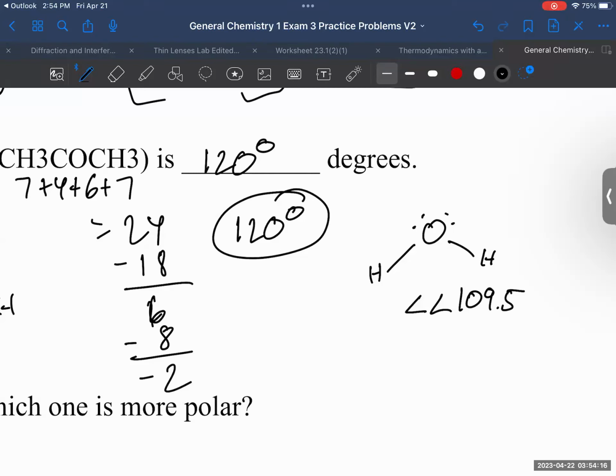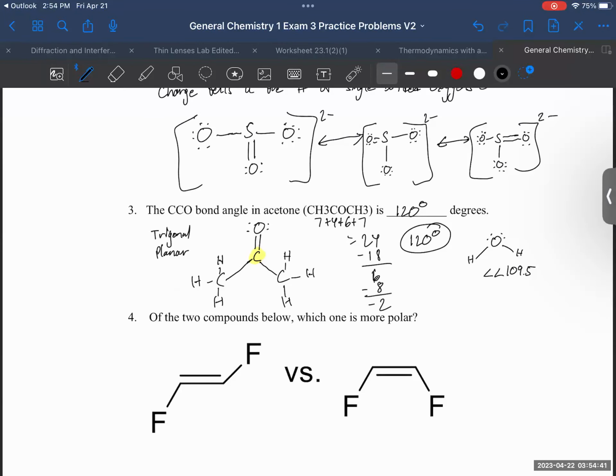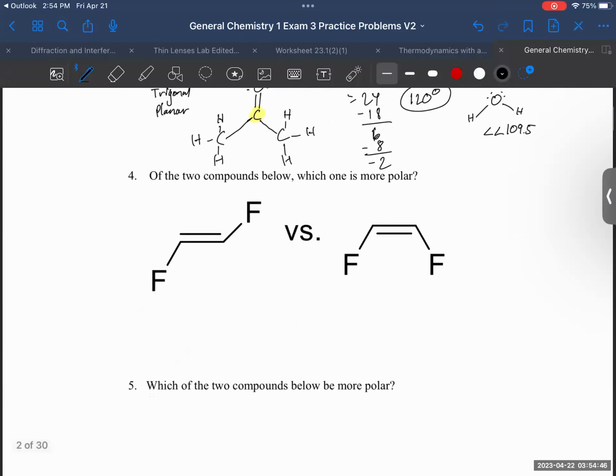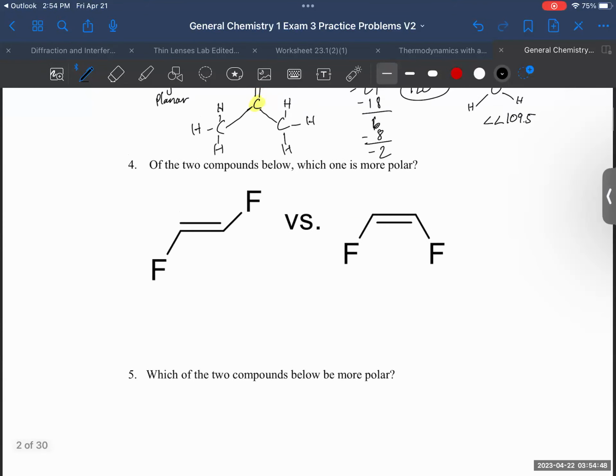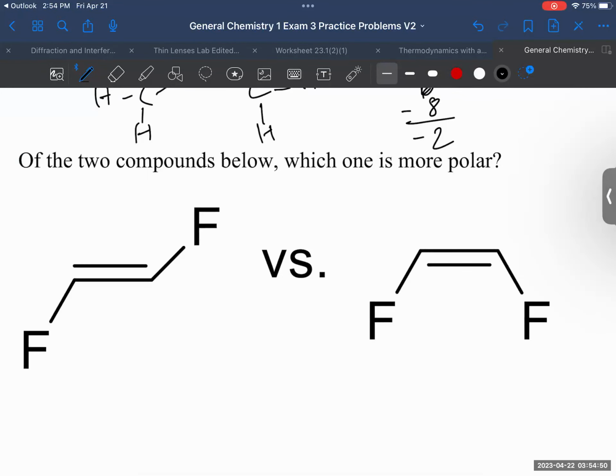Okay. That is if they ask you a question about that. It's safe to assume it would be fair game. It wouldn't just be the ones with exact 180 or exact 120. Usually you'll see where it's exact, but you could also see it in that scenario. Gotcha. So if there are lone pairs on the central atom, it decreases the bond angle. Mm-hmm. And from there, you don't want to memorize anything besides the bond angles. All right. Of the 2 compounds below, which one's more polar?